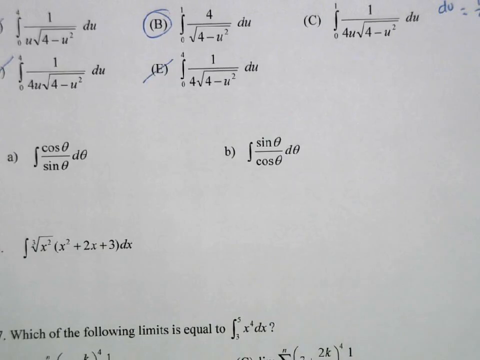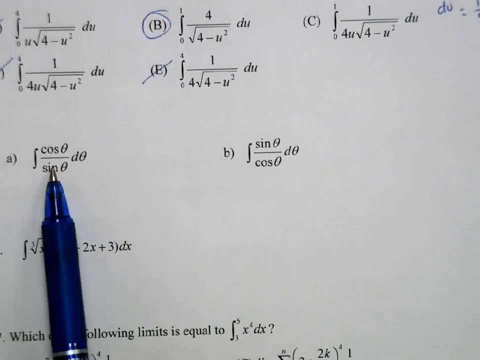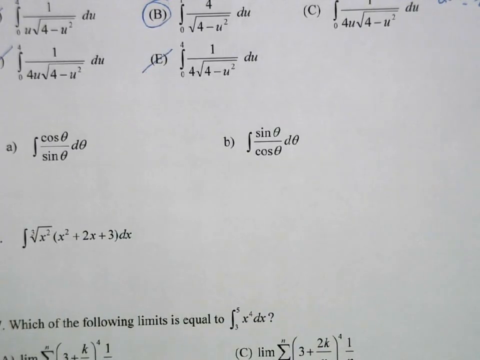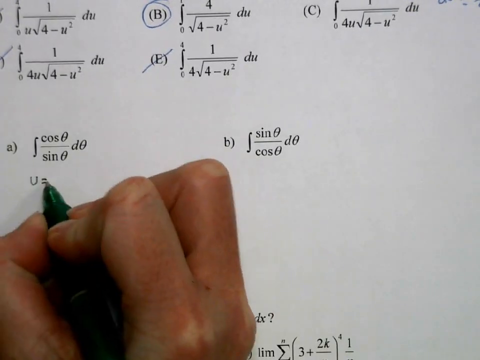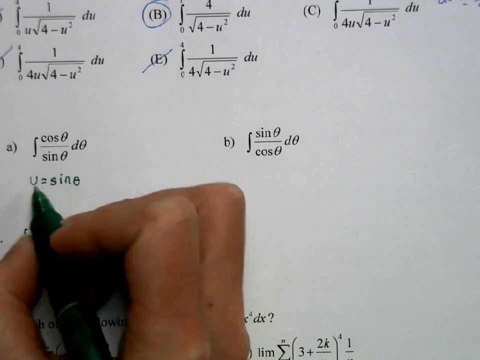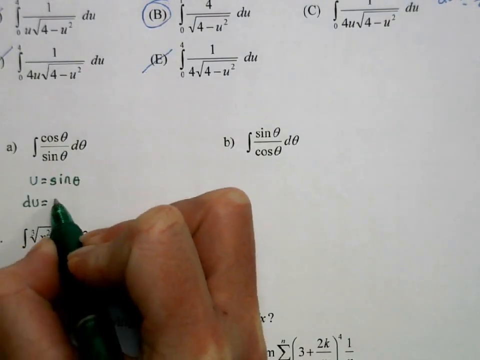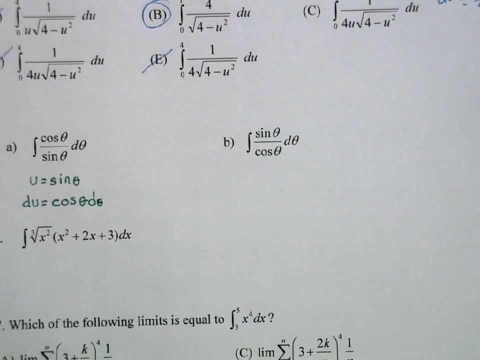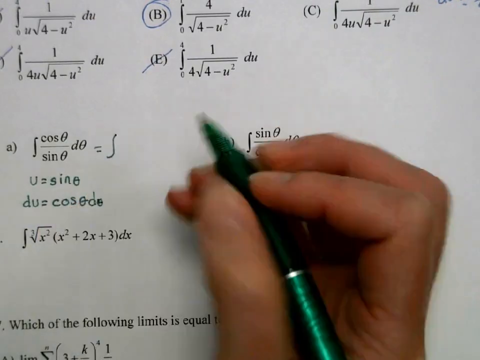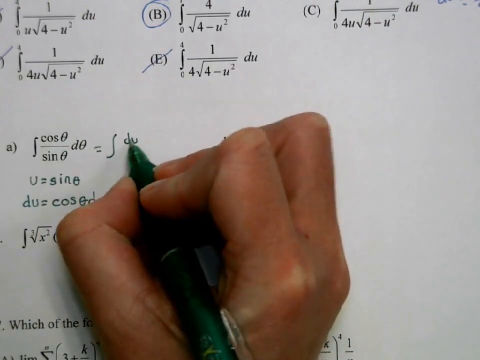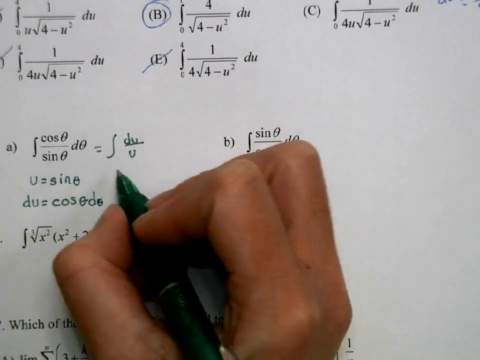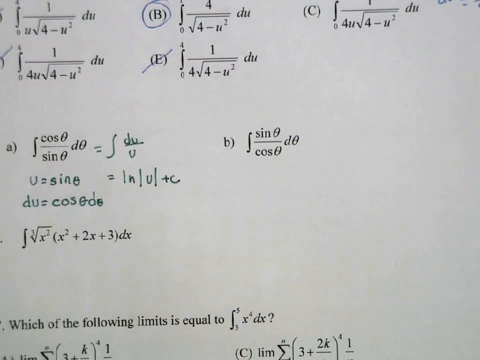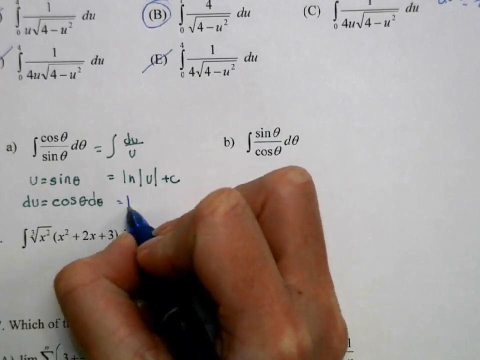Okay, these two, cosine over sine and sine over cosine. Of course, this is cotangent, and this would be tangent. But in order to evaluate these, we'll do a u substitution. So I'm going to let u equal sine of theta, whatever that denominator is. So du is going to be cosine theta d theta. Okay, so cosine theta d theta becomes du, sine becomes u. The integral of 1 over u is natural log. And then we'll substitute back in because this was an indefinite integral.